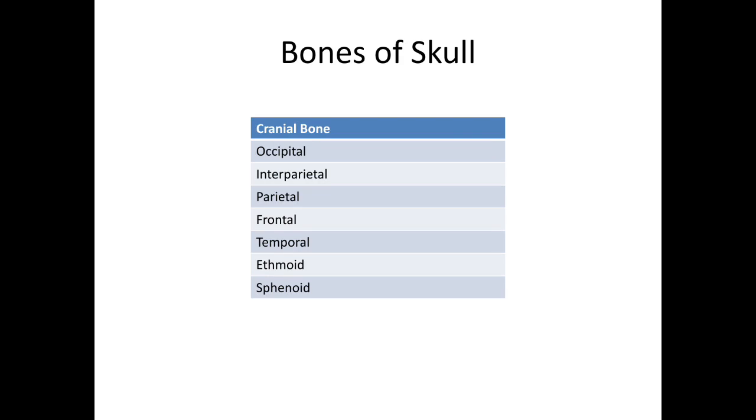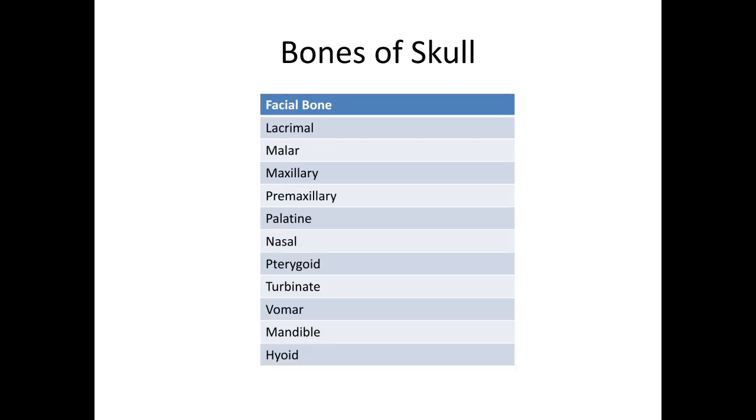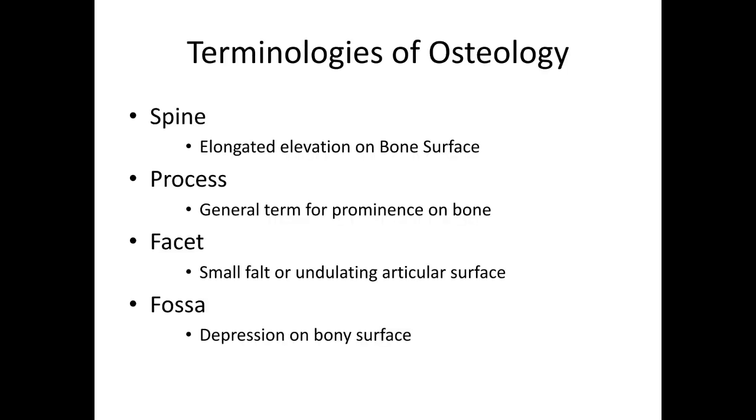The bones present in the skull are of two kinds: the cranial bone and the facial bone. The cranial bones include occipital bone, interparietal bone, parietal bone, frontal bone, temporal bone, ethmoid bone, and sphenoid bone. The facial bones are lacrimal, malar, maxillary, premaxillary, palatine, nasal, pterygoid, turbinate, vomer, mandible, and hyoid bone. In the skull region, the ossicles of the ear are also present, among which one is the smallest bone of the body.